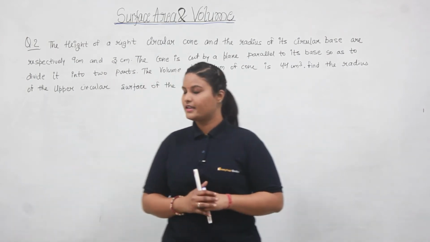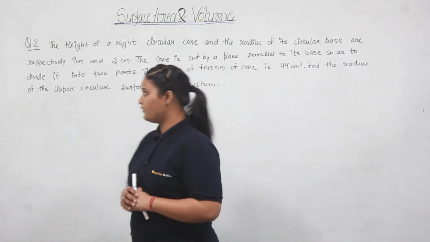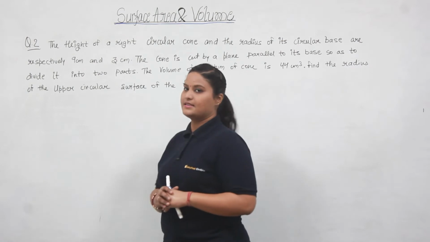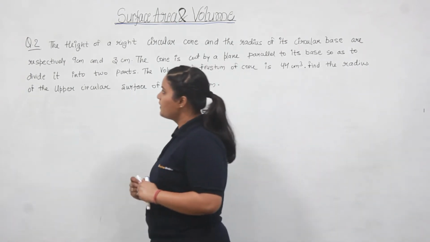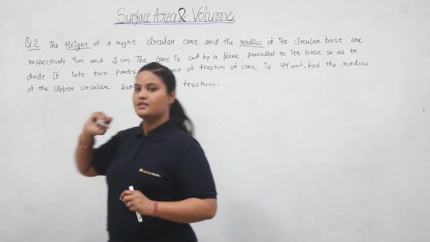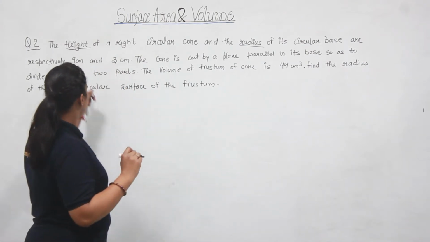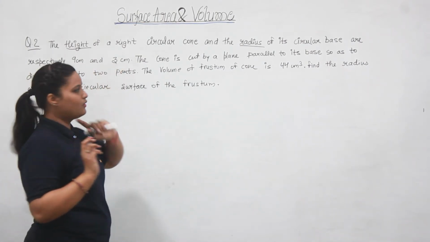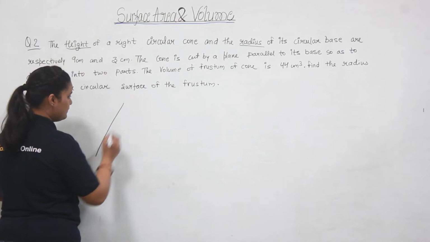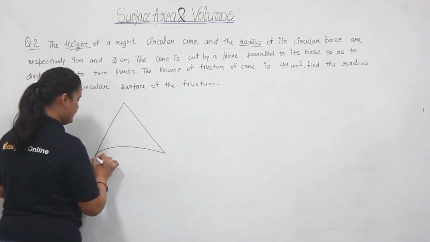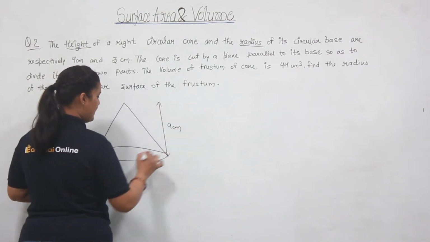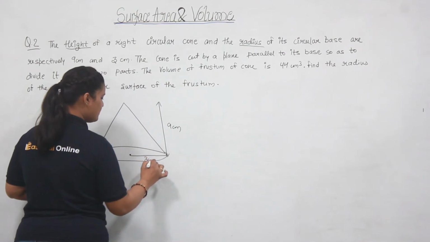Now let's come to the second question. The second question is asking about the height of the right circular cone and the radius of its circular base. Two quantities are given here: the height and the radius of its circular base, that is 9 centimeter and 3 centimeter. If I draw it, this is a cone. Height is given as 9 centimeter and radius is given as 3 centimeter.